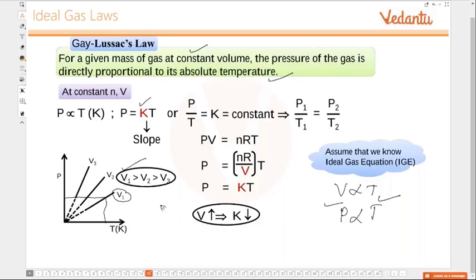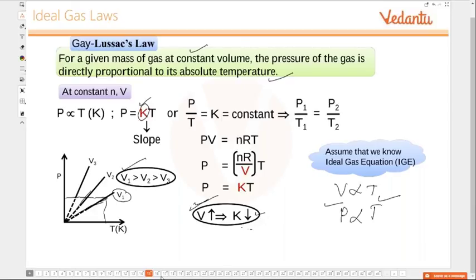As volume increases, the curve becomes less steep, so the K value decreases. That is another generalization that you can make. The value of K here decreases as the value of V increases. That is the reason the line becomes slanted.